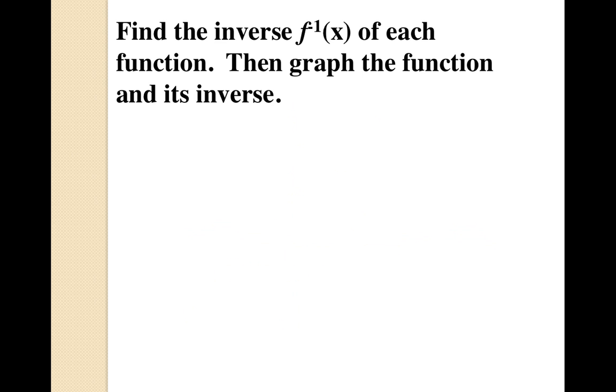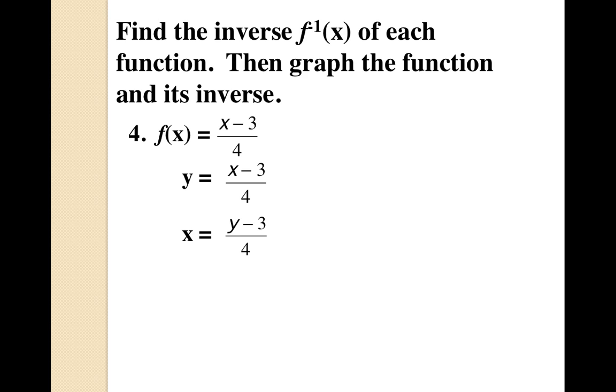Alright, next example. If we take a look at f of x is equal to (x minus 3) over 4. Step 1, first thing you want to do is change f of x to y. Step 2, switch the x and the y. The negative 3 stays, the 4 stays, everything else stays.